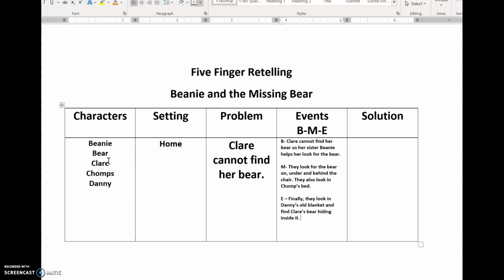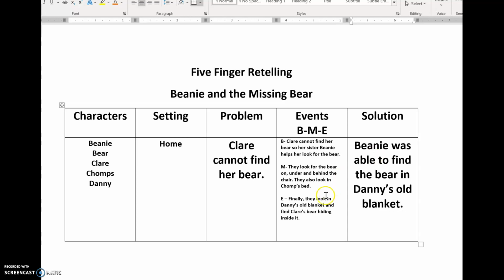Then you think about the problem, what was the main problem in the story. Then you think what happened in the beginning, in the middle, and the end. And finally, you're going to write the solutions. The solution to the problem was that Beanie was able to find the bear in Danny's old blanket. Okay, so that's the solution.